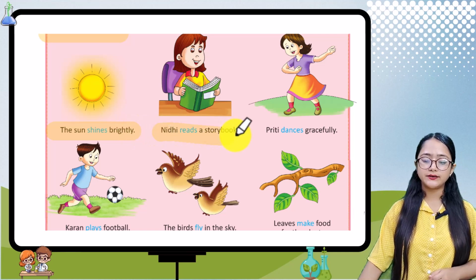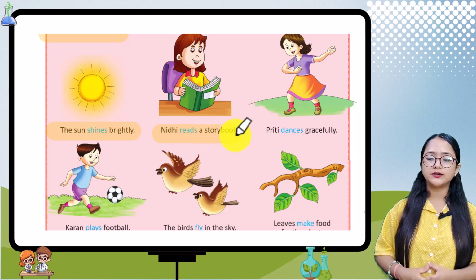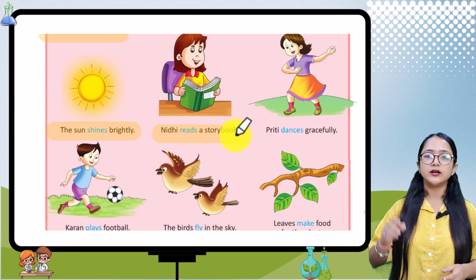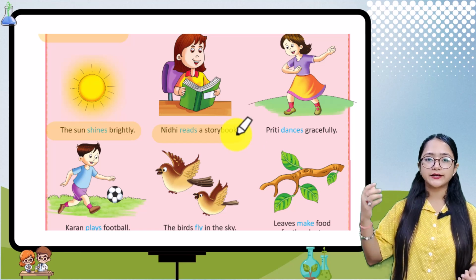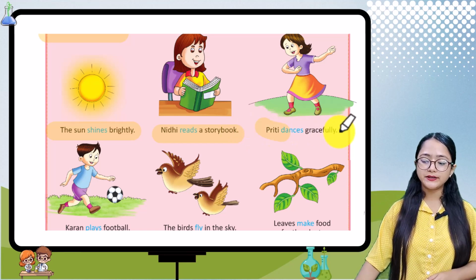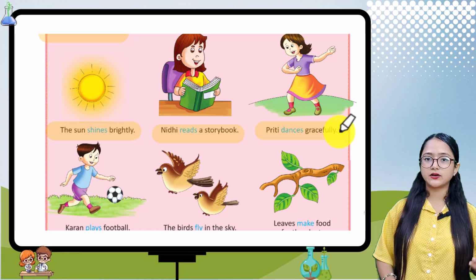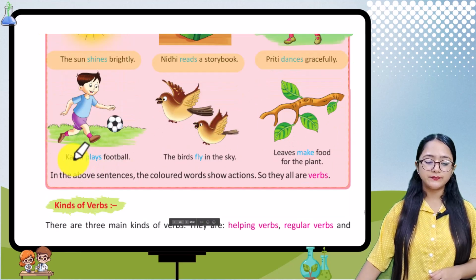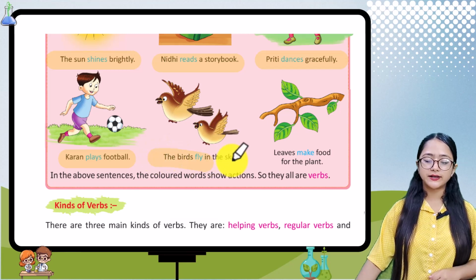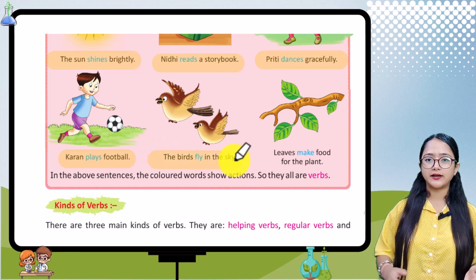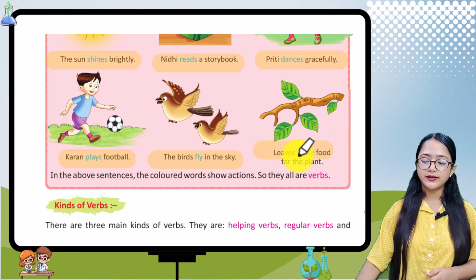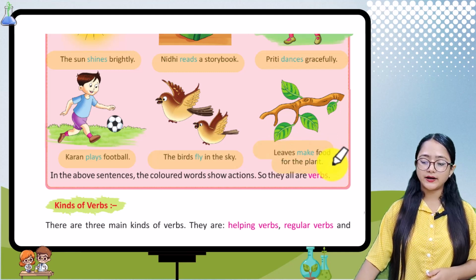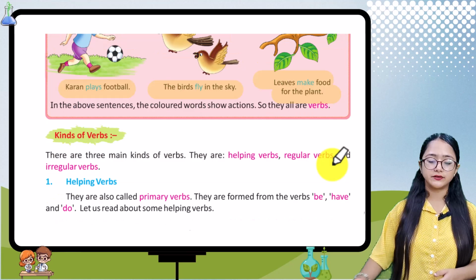Next one, Nidhi reads a storybook. What is Nidhi doing? She is reading a storybook. So here reads is the action word. Next one, Preeti dances gracefully. Dances is also the action word. Next one, Karan plays football. Plays is also the action word. Next one, the birds fly in the sky. Fly is also the action word. Next one, leaves make food for the plant. Make is also the action word.